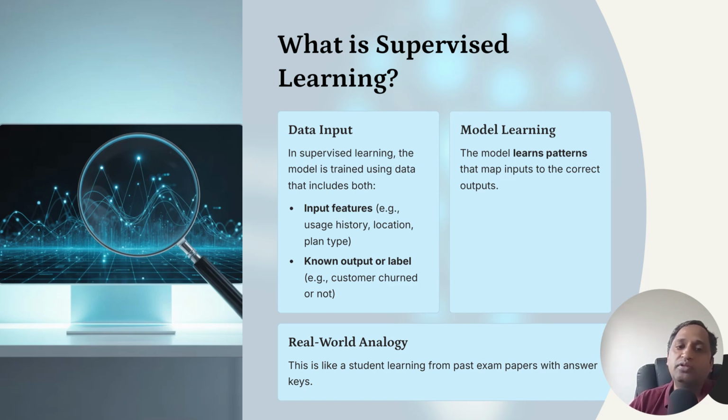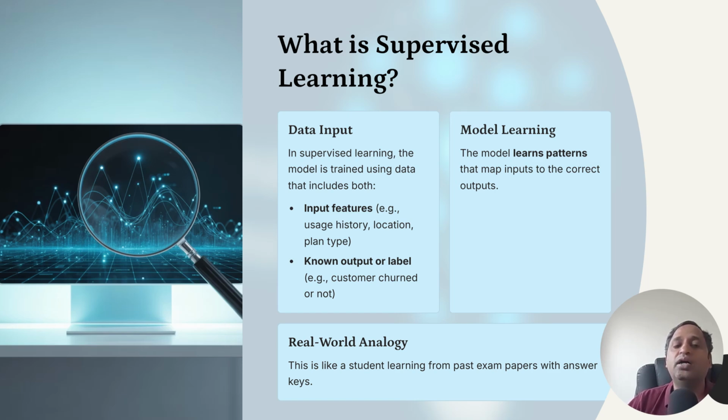The goal of supervised learning is for the model to learn the patterns that map the input to the correct output. So it looks at thousands of examples and figures out what conditions usually lead to a customer leaving. Once trained, the model can make predictions on new customers who haven't churned yet and tell us how likely they are to churn based on their current behavior.